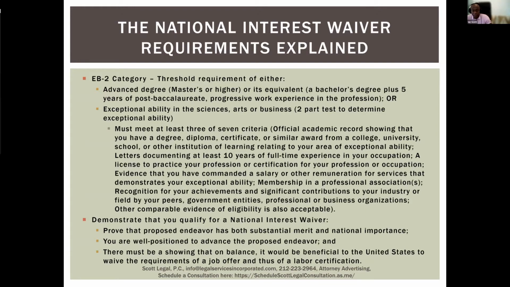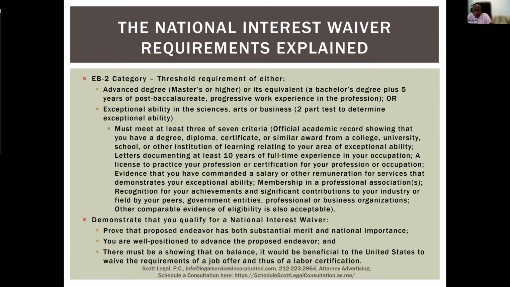So now you move to step 2 of the 3 prongs. If you have the bachelor's plus 5 years of progressive experience, you can stop there. But if you don't have either of those, like let's say you just have a high school degree, then you have to go to the 3rd and meet under exceptional ability. So if you don't meet one of those 3, then you'd stop there. There's no National Interest Waiver that could be available for you.